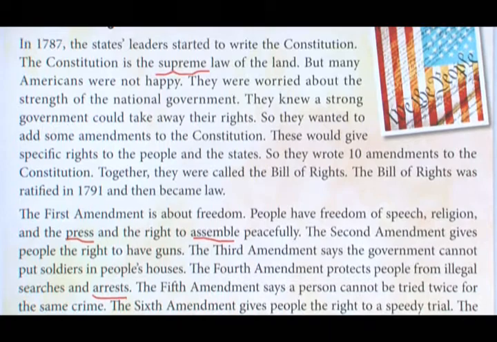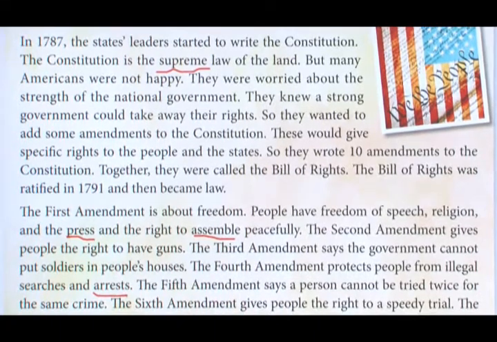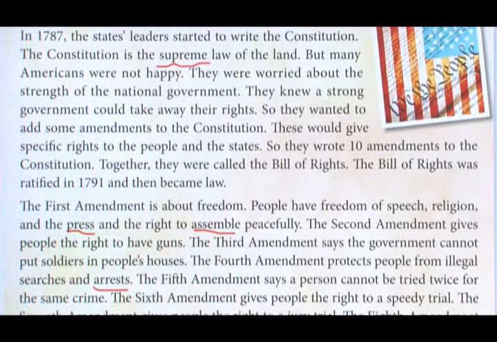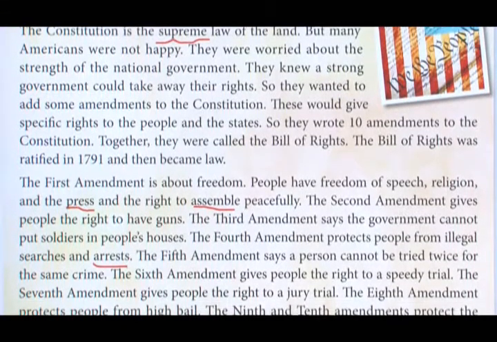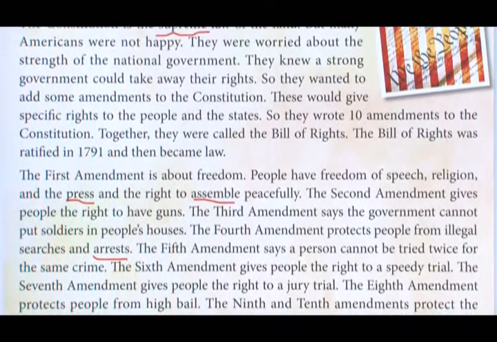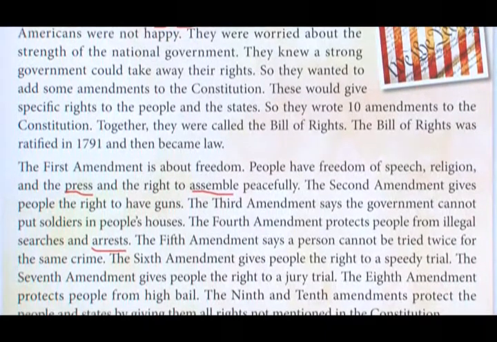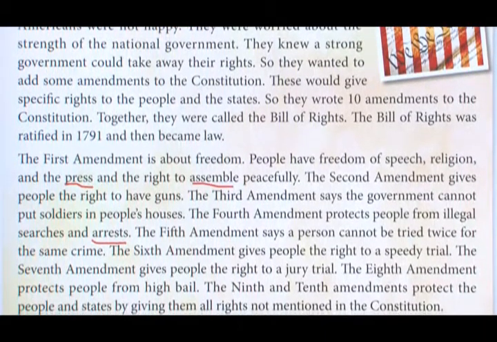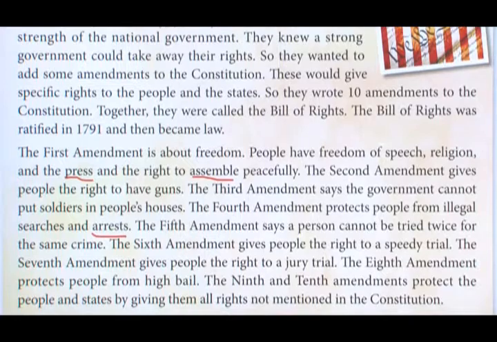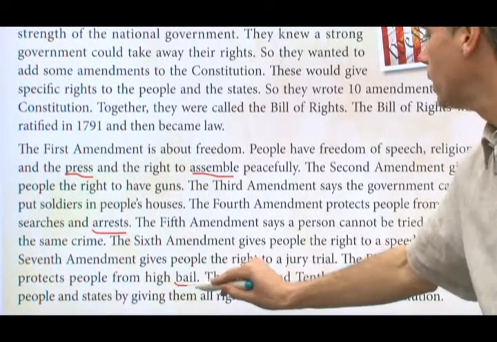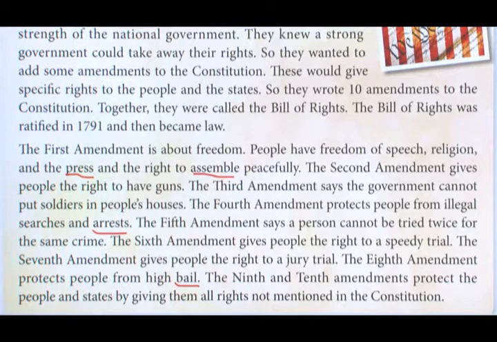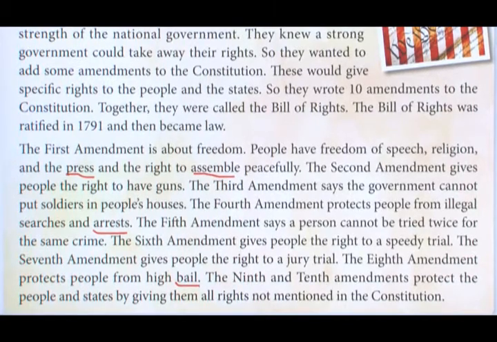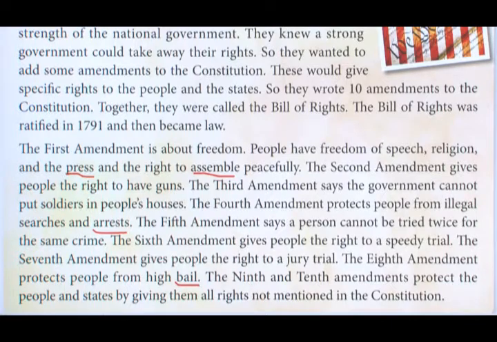The Fifth Amendment says a person cannot be tried twice for the same crime. The Sixth Amendment gives people the right to a speedy trial. The Seventh Amendment gives people the right to a jury trial. The Eighth Amendment protects people from high bail. And the Ninth and 10th Amendments protect the people and states by giving them all rights not mentioned in the Constitution. All right, that was really good.